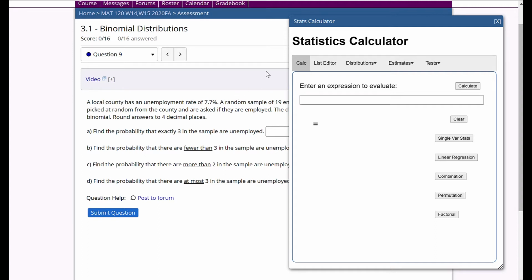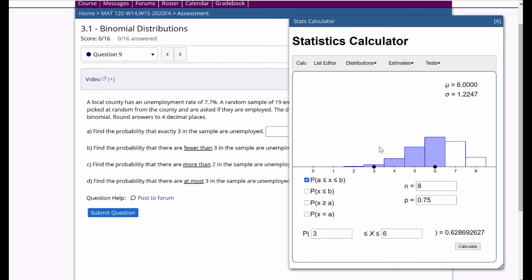To get to binomial distributions, you just hover over the distributions menu and then come down to binomial. What you see here is a histogram representing a binomial distribution with some default values. You can change those default values of n and p, and you can change how the calculation is done. What's also nice is you can really visualize what's happening with your calculation by sliding these 2 points to different parts of the histogram.